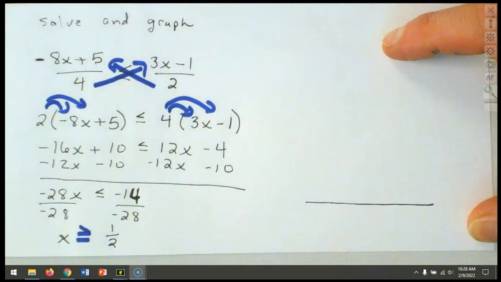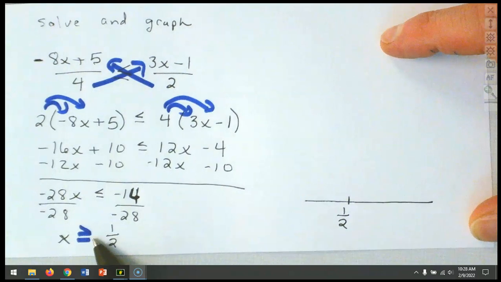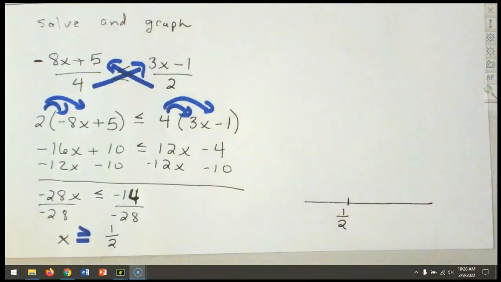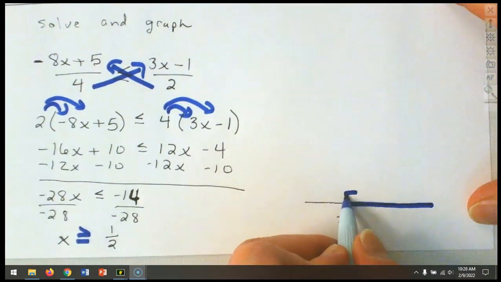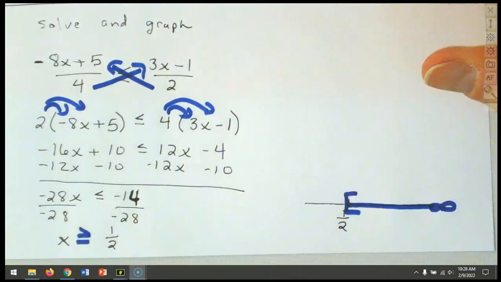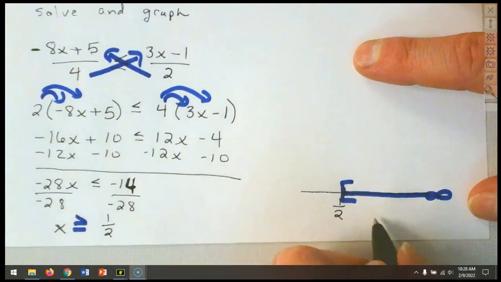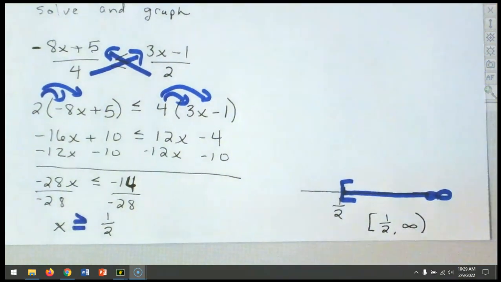On a number line, we've got our 1/2. And which way does it point? Points to the right. So where do we shade? Shade to the right. It gets square brackets, goes to positive infinity. So what's it look like for our final answer? It looks like square bracket 1/2. And where does it go to? Infinity with parentheses.